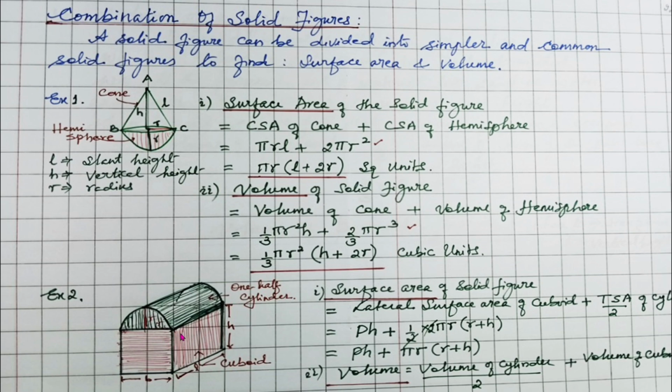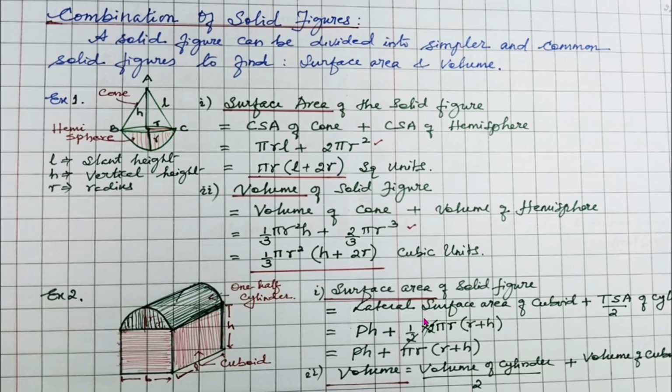Now, I have taken one more example here. This is a solid figure. We want to find out the surface area of this solid figure. There are two solid figures here. One is the cuboid, the other one is half the cylinder. So, find the lateral surface area of the cuboid and the total surface area of the cylinder divided by 2, add them, and we get the total surface area of this solid figure.